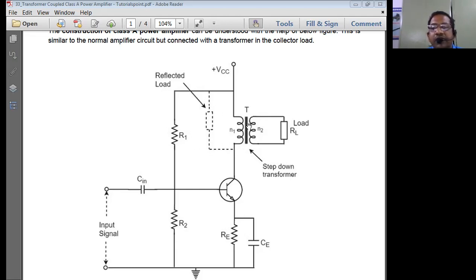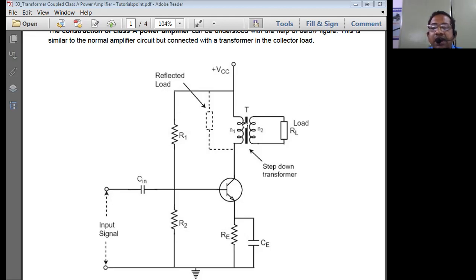The primary of the transformer is connected to the RC node. Then the secondary of the transformer is connected to the load resistance RL. This load could be taken as the loudspeaker. So that means the output of the transformer, we connect it to the loudspeaker. That means the input resistance of the loudspeaker is going to be very less.